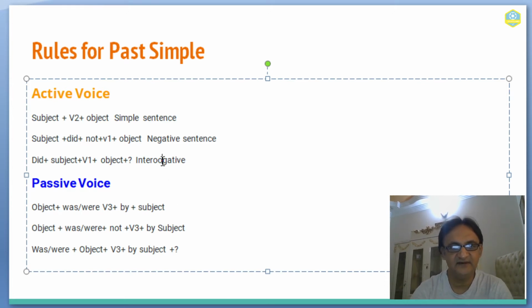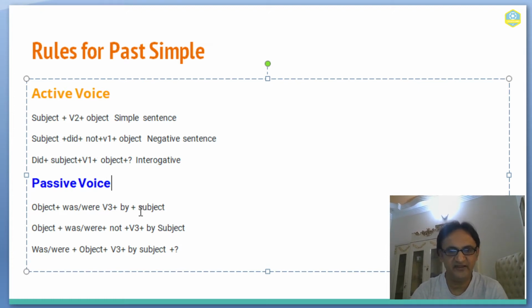Sometimes we write interrogative and negative together, but I'll just advise you the interrogative. If you want to make it interrogative and negative, you just have to add not here.